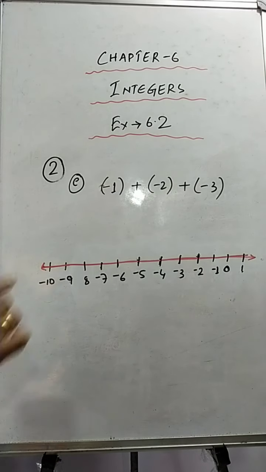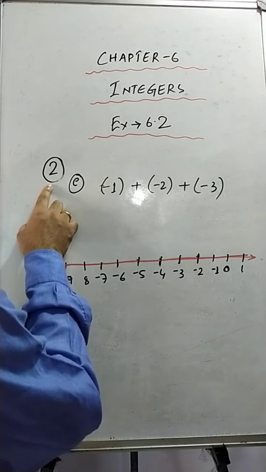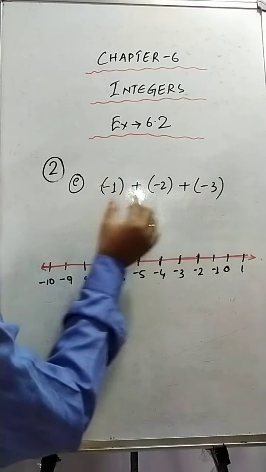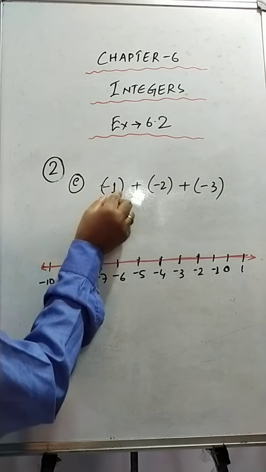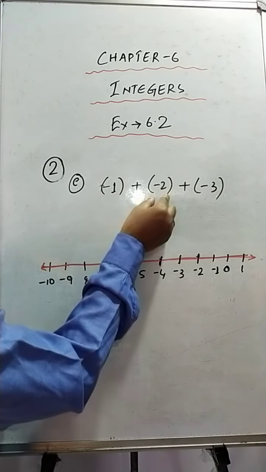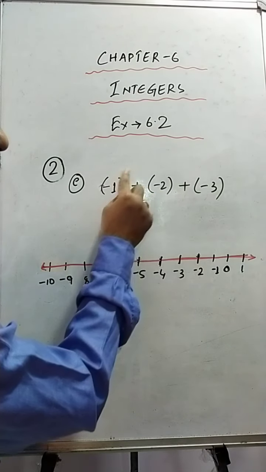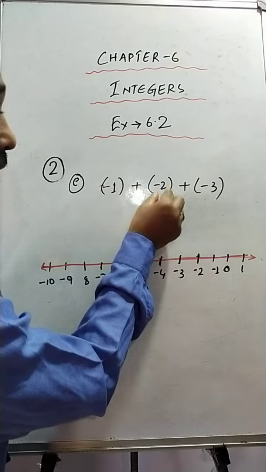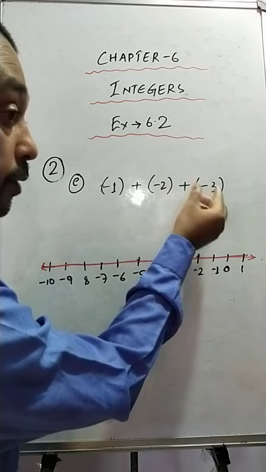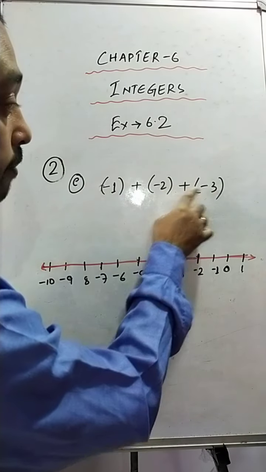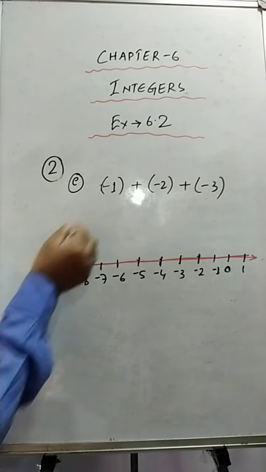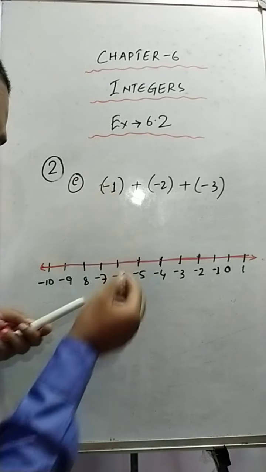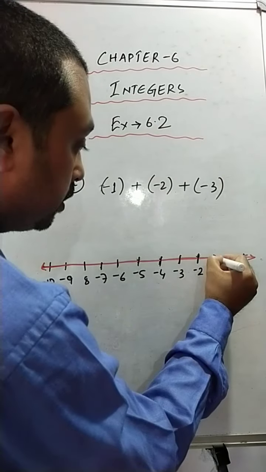Now let's move on to sum number E. So this is sum number E of question number 2. We have 3 numbers this time. Initially we will stand on minus 1. Then we have to move 2 numbers towards the left hand side of minus 1, and from there again we have to move 3 more numbers towards the left hand side, because all the numbers are carrying a minus sign. So initially we are standing on minus 1, so we'll put a mark on it.